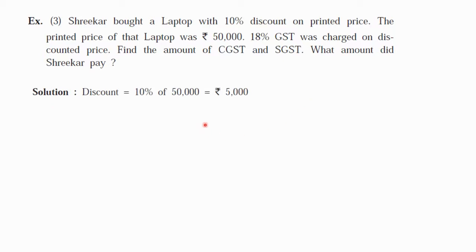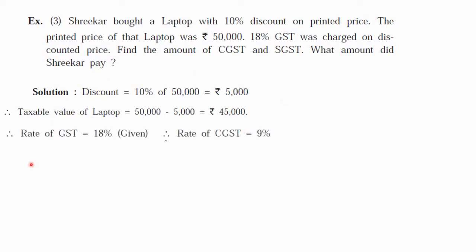So first let us find out the discount. Since there was a 10% discount on the printed price, we'll find out the discounted amount. We'll first find out 10% of 50,000. So 10% of 50,000 is rupees 5,000. And if you subtract 5,000 from the printed price, you'll get 45,000, because he was given a 5,000 discount. So now the taxable value of the laptop will be rupees 45,000.